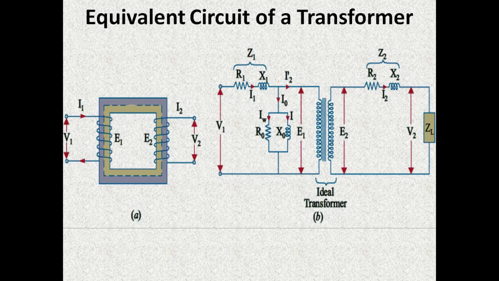First, let's see the primary equivalent circuit of the transformer. For that, we have to transfer all those components which were present at the secondary side into the primary one.